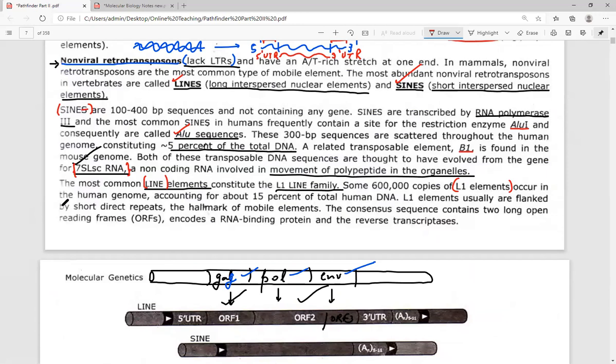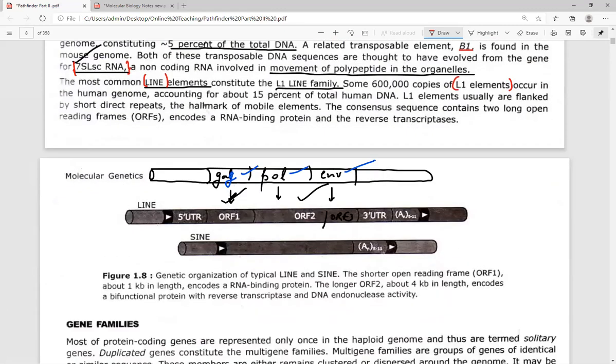L1 elements usually are flanked by short direct repeats, the hallmark of a mobile element. The consensus sequence contains two long open reading frames. This is one open reading frame, and this is another open reading frame. These two long open reading frames will encode different types of mRNA molecules that will be translated to form two different types of functional proteins.